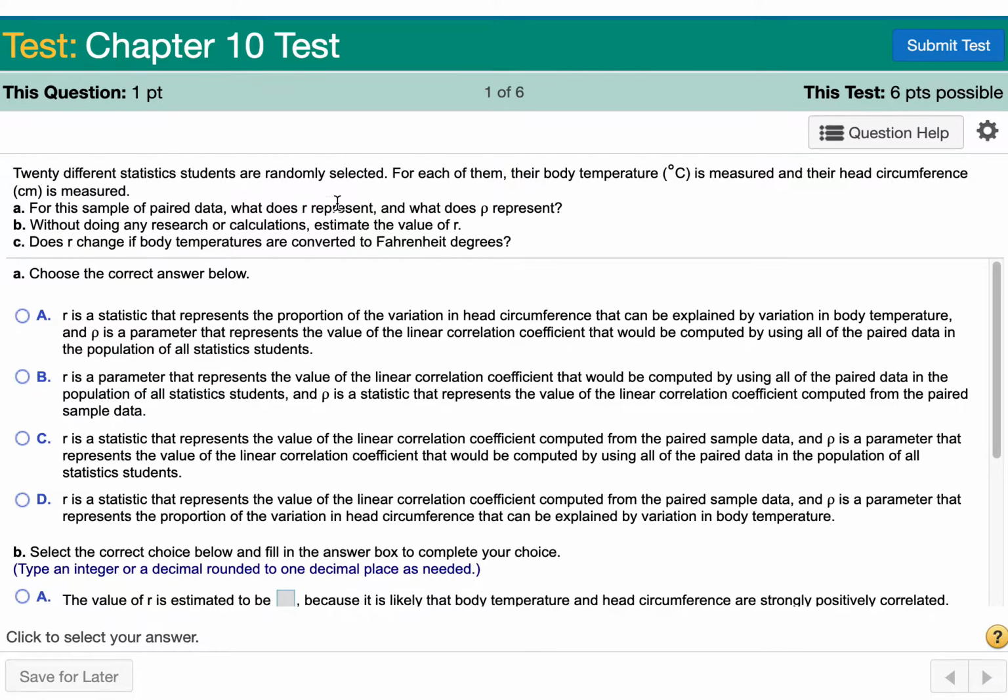Okay, so it says, what does R represent? That represents the sample value of the linear correlation coefficient. And what does rho represent? That represents the population value of the linear correlation coefficient. So R is a statistic that represents the value of the linear correlation coefficient computed from the paired sample data.